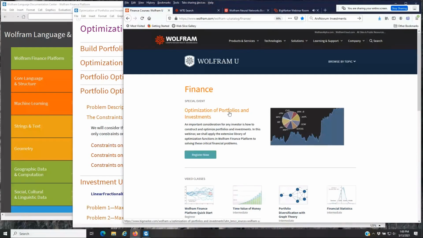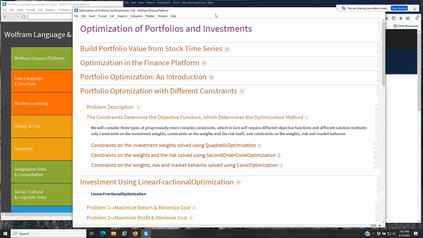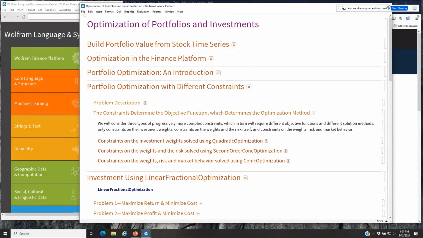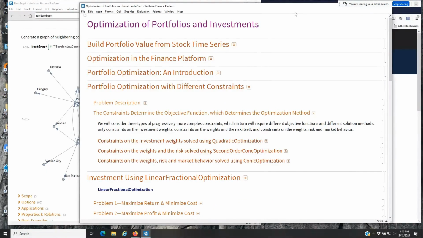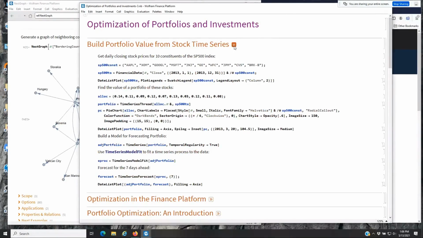This talk is primarily about the optimization of portfolios and investments. It's a follow-on from a previous webinar that I gave, and so we're assuming at least an intermediate knowledge of mathematics and some knowledge of finance as well. So without much ado, let's go in and look at what we're going to do here.